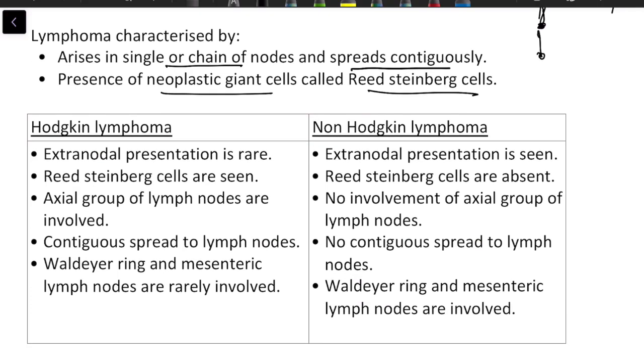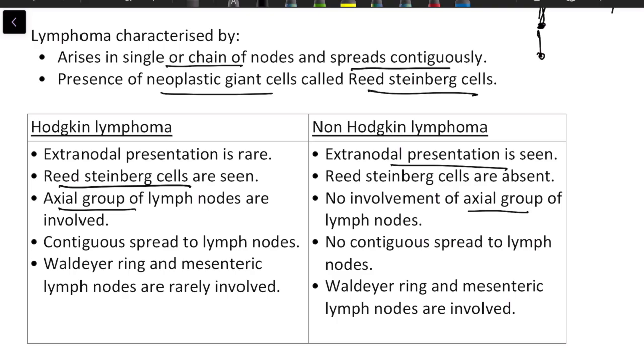Now, if I talk about the difference between Hodgkin's lymphoma and non-Hodgkin's lymphoma, here the extranodal presentation is rare. By extranodal presentation, I mean that there is no splenomegaly and hepatomegaly. Also, the extranodal presentation in non-Hodgkin lymphoma is commonly seen. Here we see Reed-Sternberg cells, and here we don't see Reed-Sternberg cells. Also, the axial group of lymph nodes is most commonly involved. By axial, I mean the axillary lymph nodes or the mediastinal lymph nodes present in the mediastinum, and there is no involvement of the axial group of lymph nodes in non-Hodgkin lymphoma.